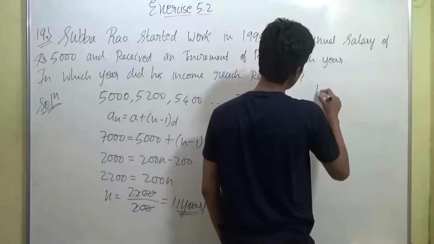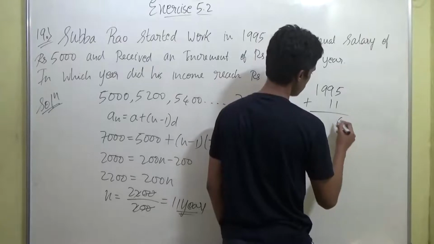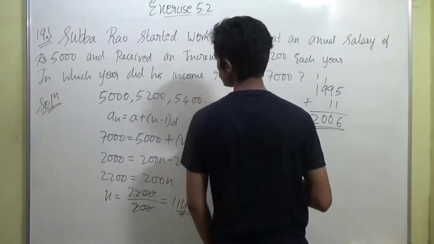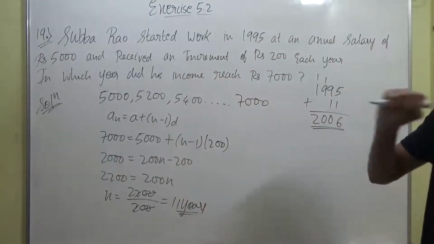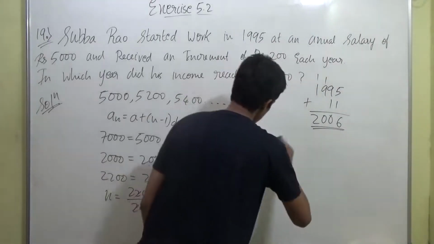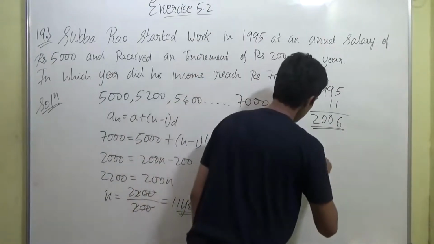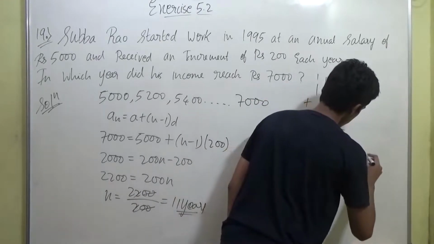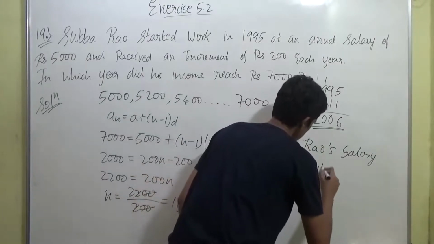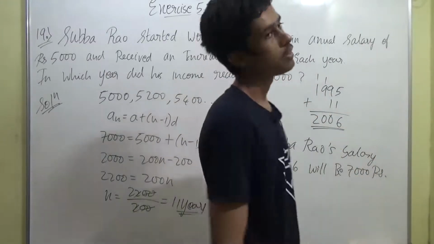So they asked in which year. So which year will be 1995 plus 11 years. This will become 2006. So Shubho Rao's salary in 2006 will be rupees 7,000. Therefore Shubho Rao's salary in 2006 will be 7,000 rupees. This is the answer, guys.